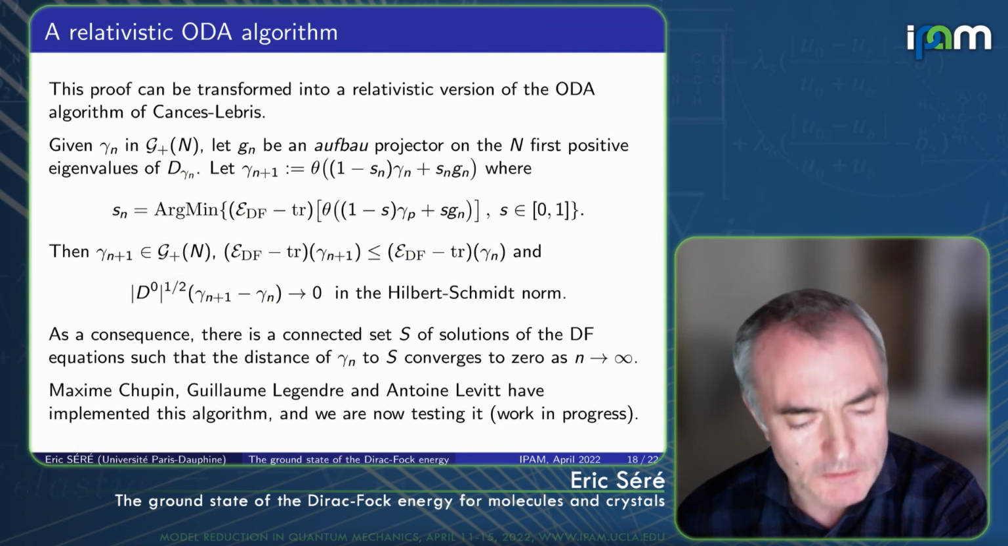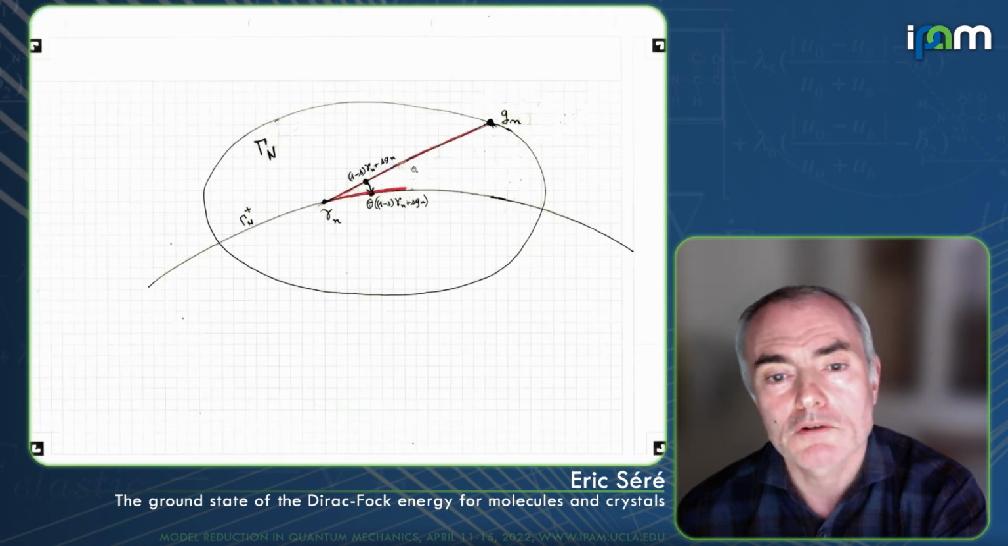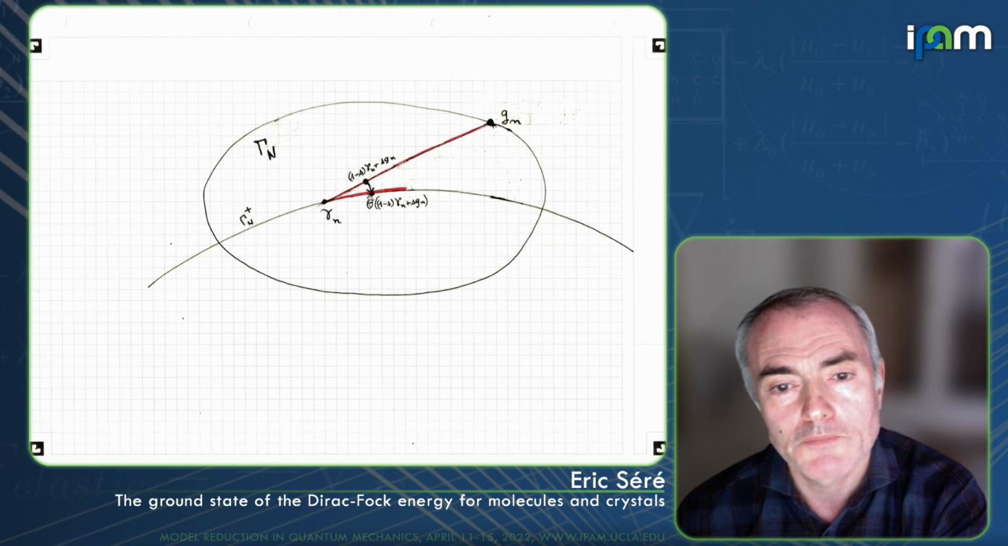And the last thing I wanted to talk about, just to justify the title, but I see it's really late. So that's a picture for the iteration. So you start with gamma n, you have gn, which is on the boundary, and then on the segment here, you project the segment on gamma n plus, and you look for an optimal point.